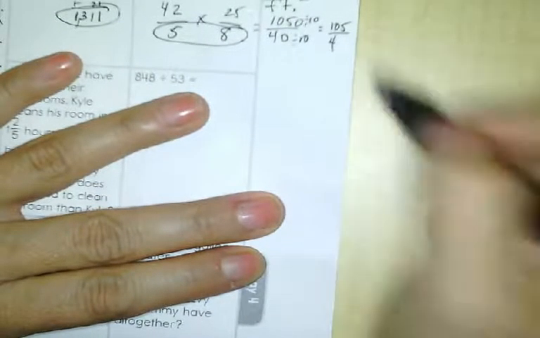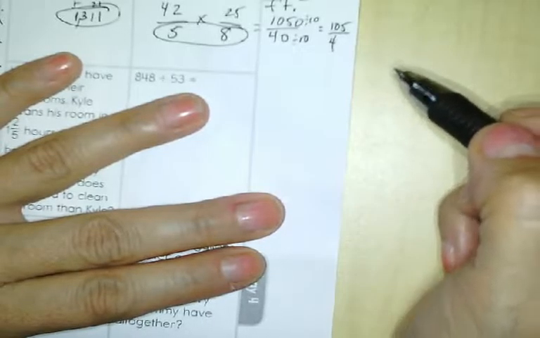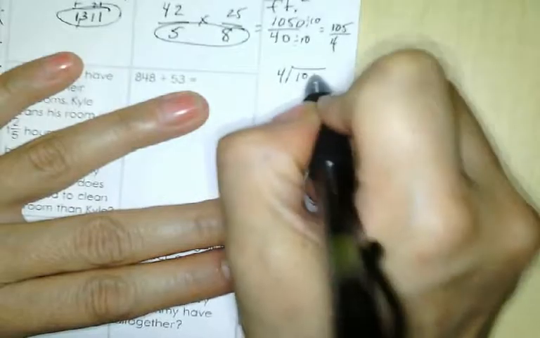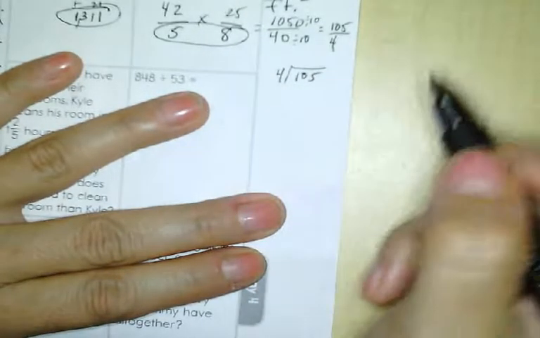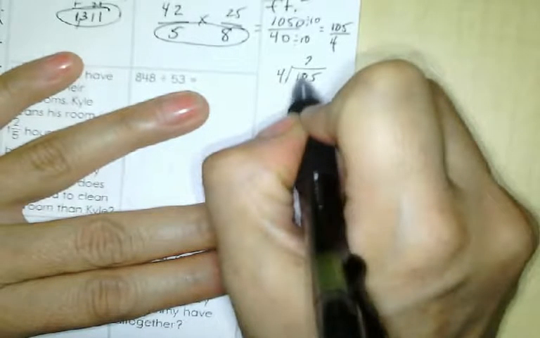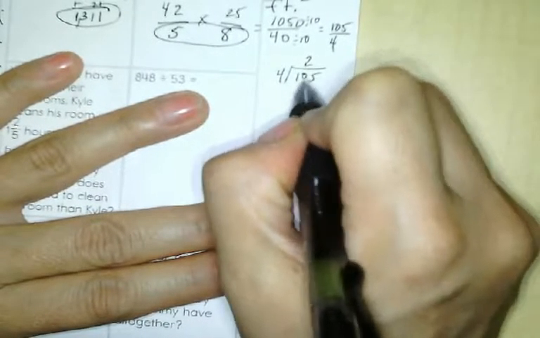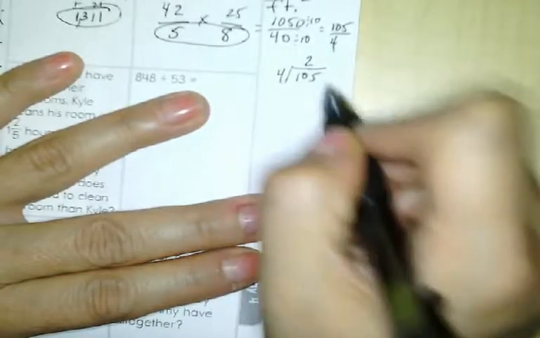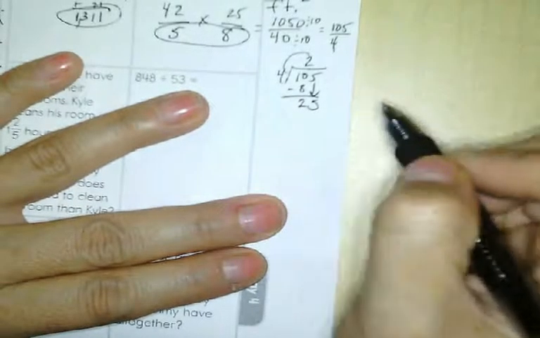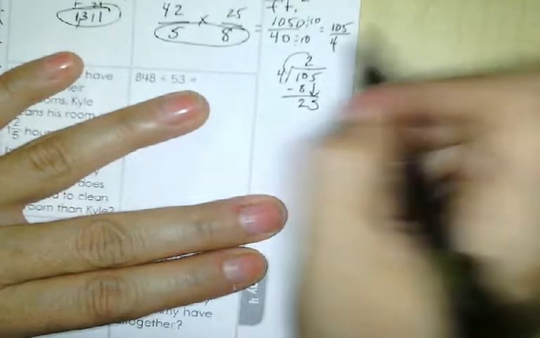Now I'm still not done. I still have 105 over 4. So I'm going to divide this now to find out how many wholes I have and what's left over. 4 goes into 10 2 times. So I'm putting my 2 over the 0 because that's the last number I divided into. 4 times 2 is 8. Then I'm going to subtract, which is 2. And I have a 5 down there. Bring it down. 4 goes into 5 once.